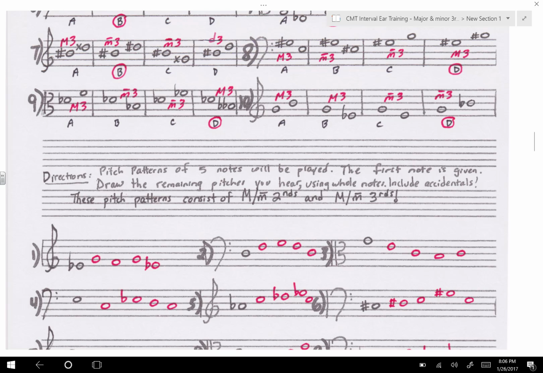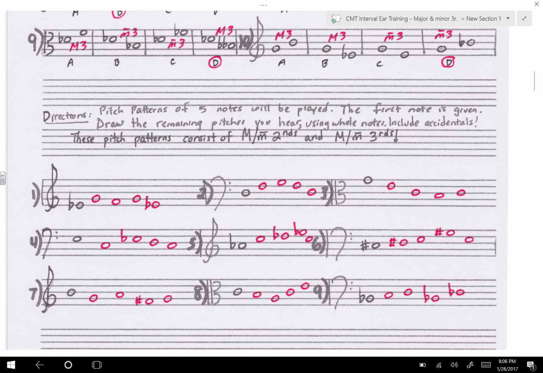Let's sing it together on La, Ti, Do, Mi, Do. La, Ti, Do, Mi, Do. And minor solfege. Do, Re, Mi, Sol, Mi. It's a little bit tricky with that one.